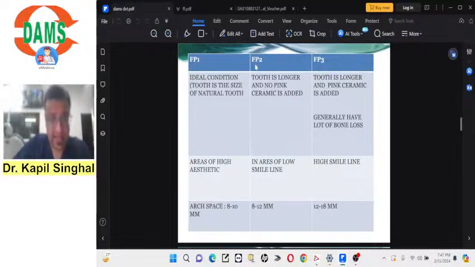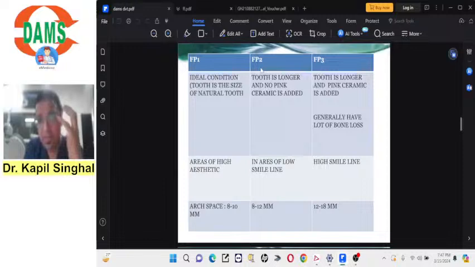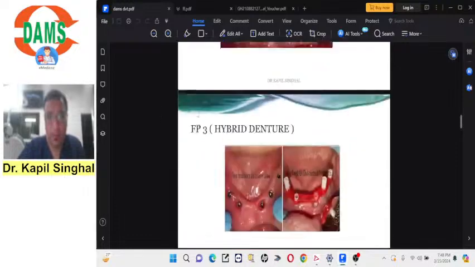Okay. The second type of prosthesis is FP2, that is fixed prosthesis 2. अब suppose करो किसी वजह से थोड़ा सा bone loss हुआ है, and now when you have placed your implant, obviously you'll place your implant थोड़ा सा ऊपर क्योंकि there is some bone loss. Now to compensate that bone loss, you'll have to make a crown that is longer. थोड़ा लंबा crown बनेगा. And that complete crown is made up of white ceramic. कहीं पर भी pink ऐड नहीं किया है. तो उस तरह के प्रोस्थेसिस को क्या बोलते हैं? FP2.